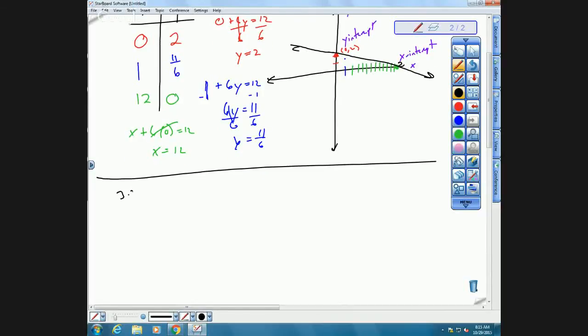3.3 now, is to graph by using intercepts. All right, so still looking at that problem above, what was this point? This point was (12, 0). What do (0, 2) and (12, 0) have in common?